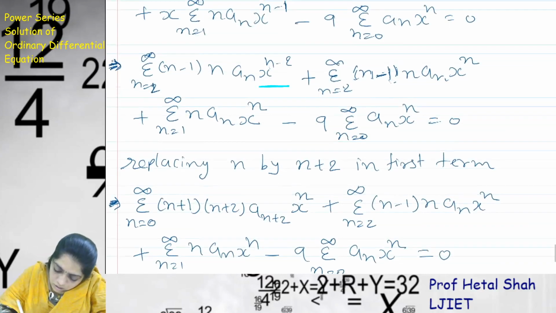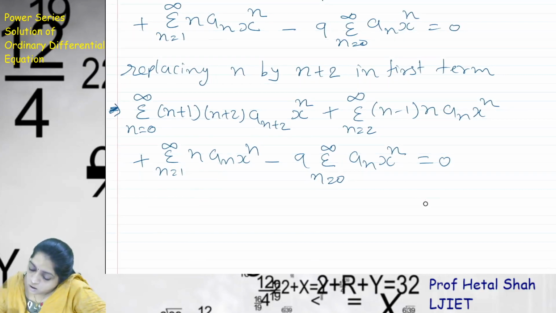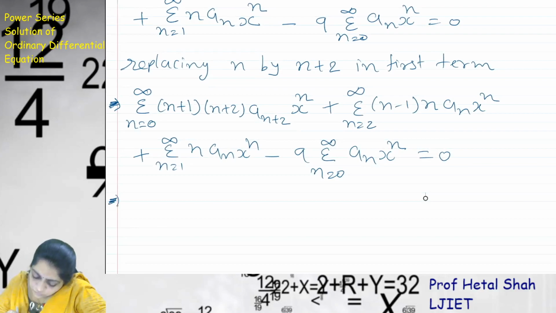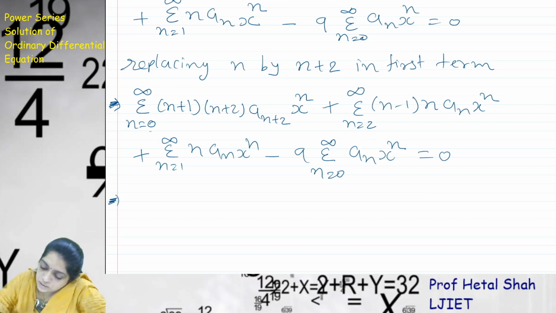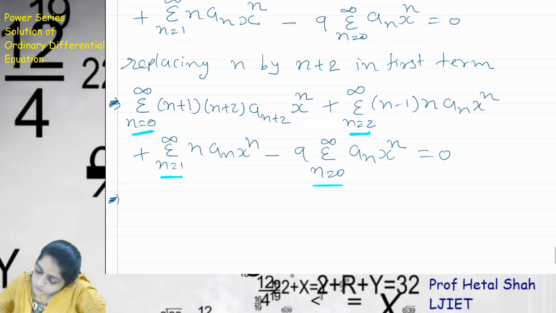So students, now in all terms the power of x is the same, but the initial values are different. In the first term, the initial value is 0. In the second term, the initial value is 2. In the third term, the initial value is 1. And in the last term, the initial value is 0. So we have to convert all initial values to 2.